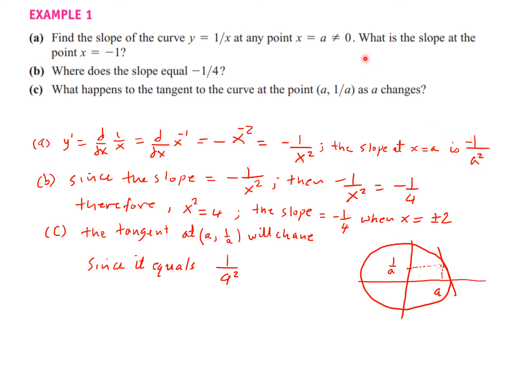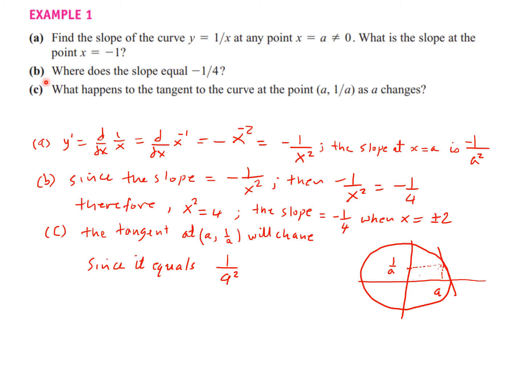The second part of the question, what is the slope at the point x equal to -1? We just replace x in the slope here. The x squared, we replace it by -1 squared. So -1 squared will give us +1. So -1 over +1 is equal to -1. So the answer to this, what is the slope at the point x equal to -1? Equal to -1.